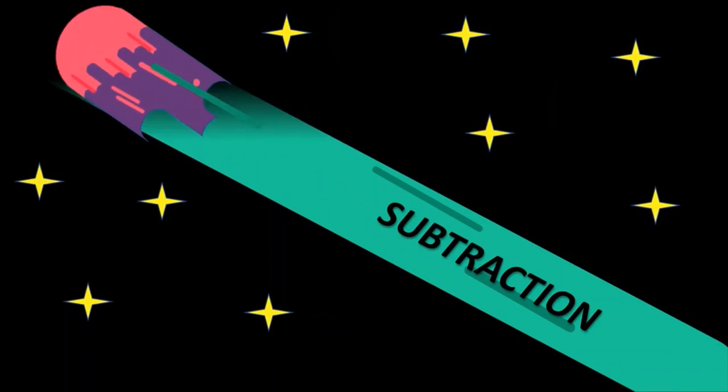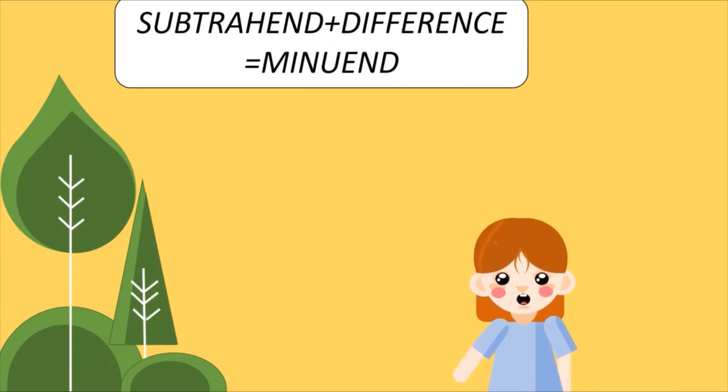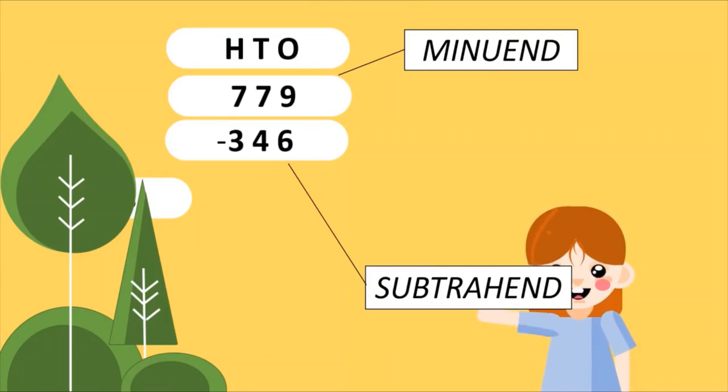Now here we come across three terms. They are minuend, subtrahend, and difference. Now we see here 779 is the minuend, 346 is the subtrahend, and the answer that we get when we subtract is the difference. The minuend is the larger number and the subtrahend is always the smaller. Only then subtraction is possible.